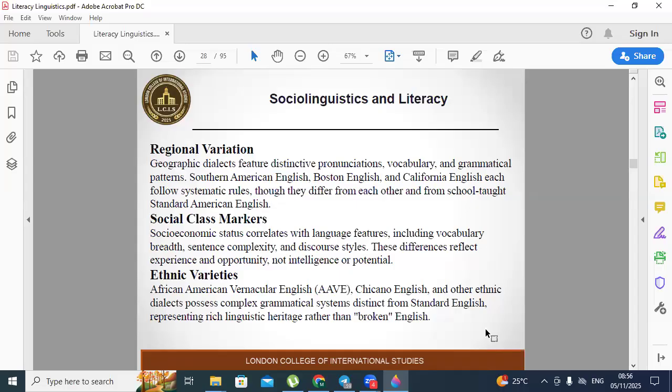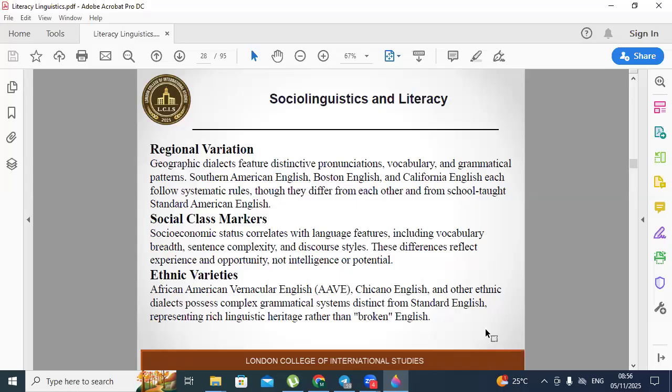AAVE includes the zero copula, the absence of is or are in certain contexts where standard English requires them: "She tired" instead of "She's tired." This isn't random or incorrect. It follows specific phonological and grammatical rules about when the copula can be omitted.